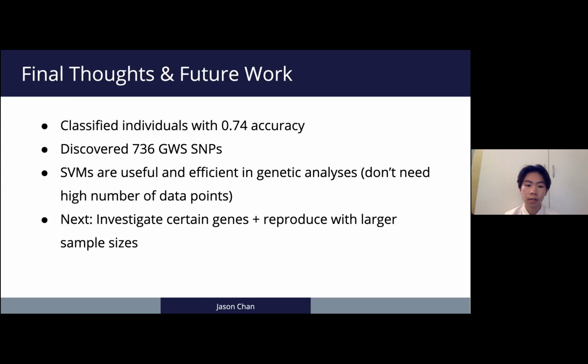Future work could possibly be investigating certain genes that we identified in this work, as well as reproducing this with larger sample sizes to see how this could possibly affect the accuracy maybe.